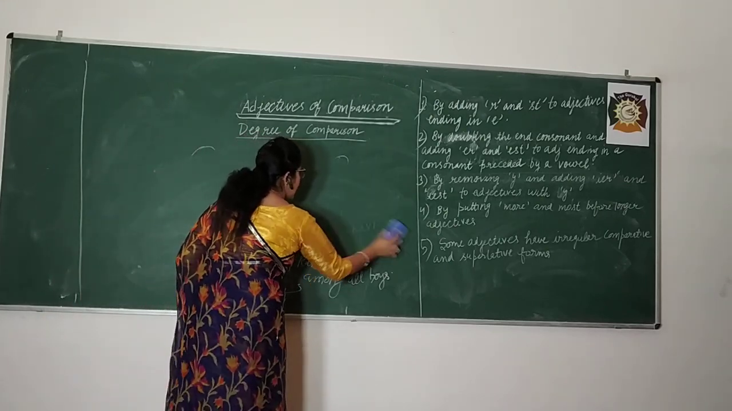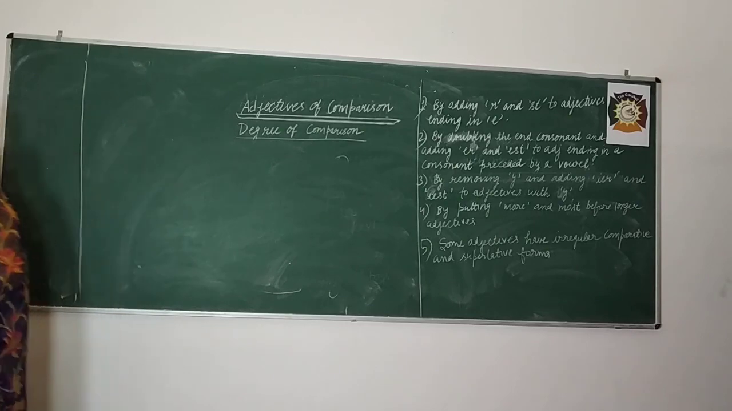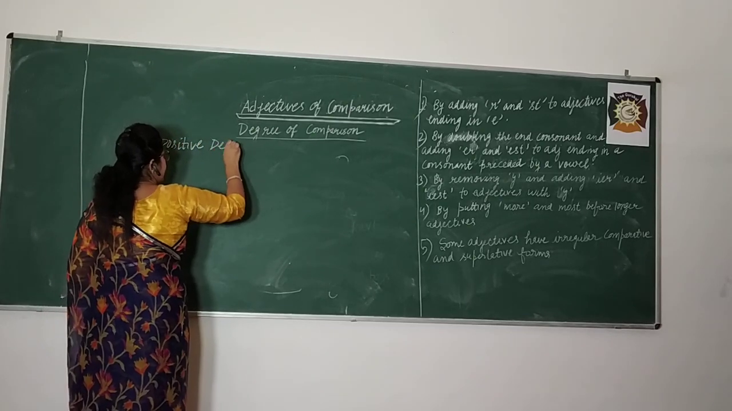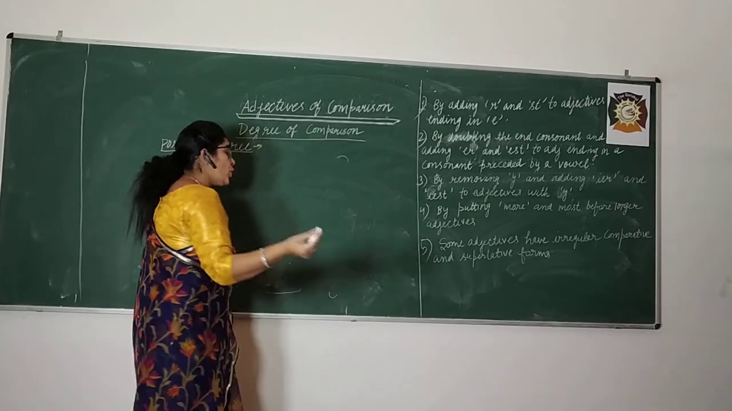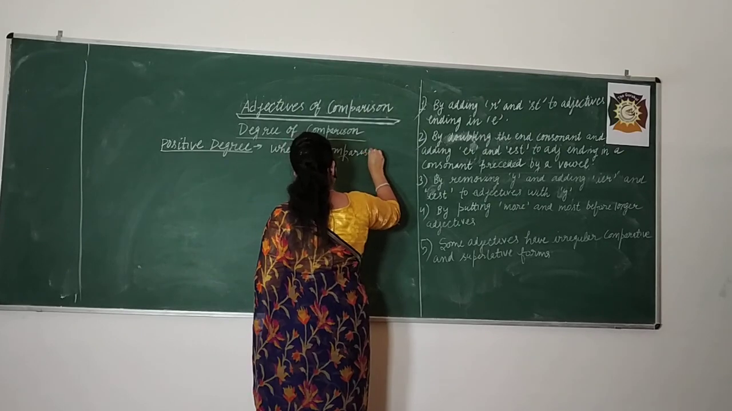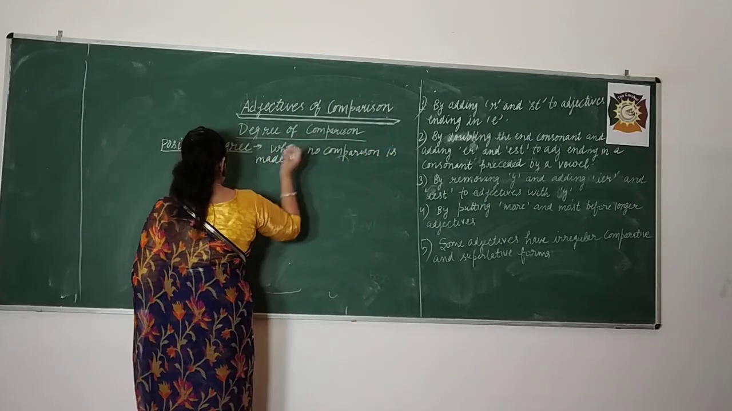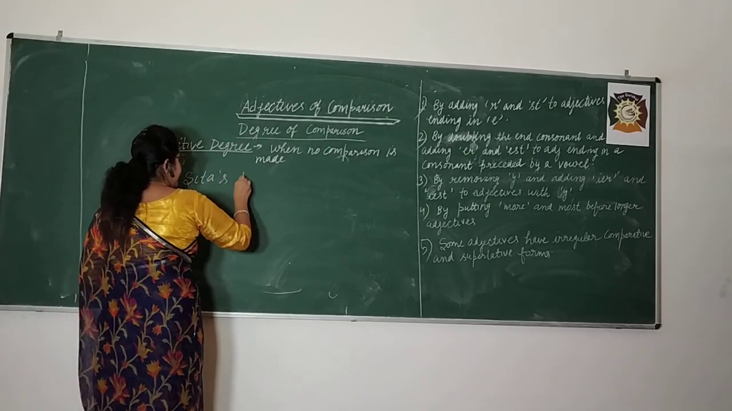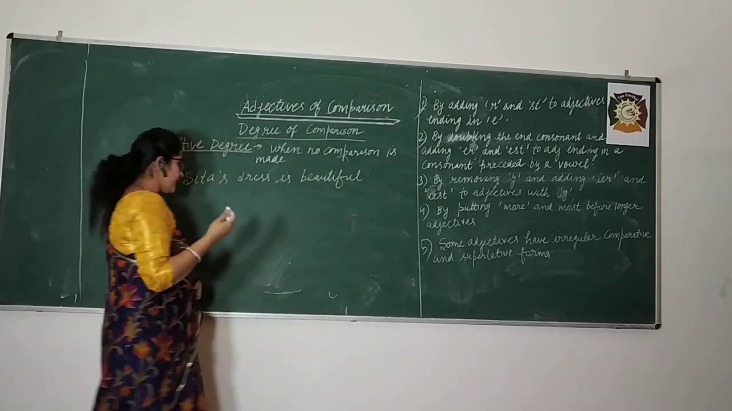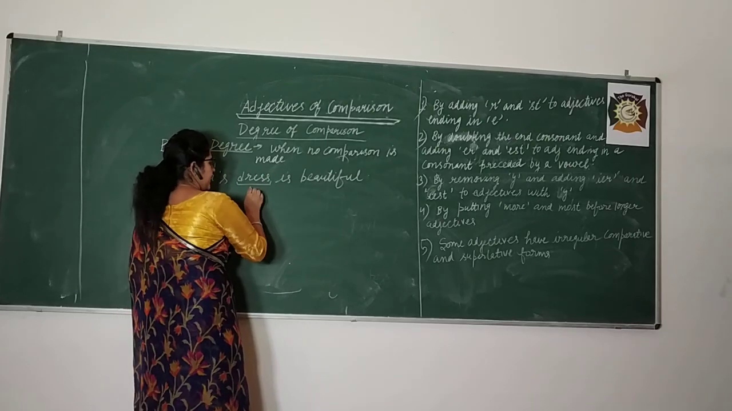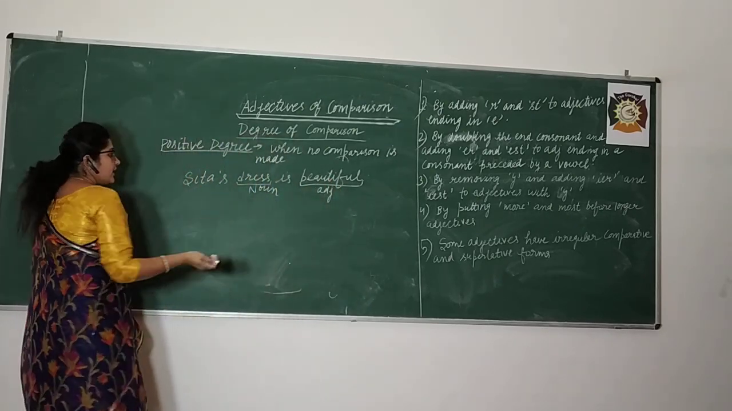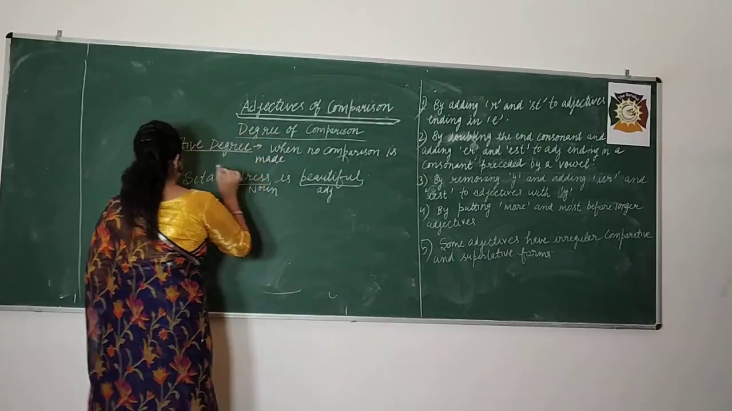So basically, my dear students, there are three degrees of comparison. First is positive degree. What is the meaning of positive degree? When no comparison is made. Like Sita's dress is beautiful. In this sentence, we are describing the dress of Sita. So it is a noun and it is an adjective. So here is no comparison and it is in positive degree.